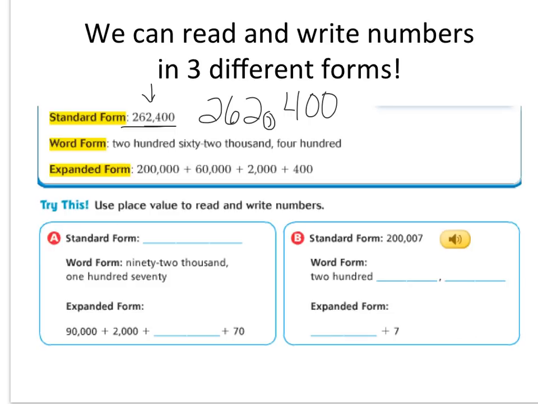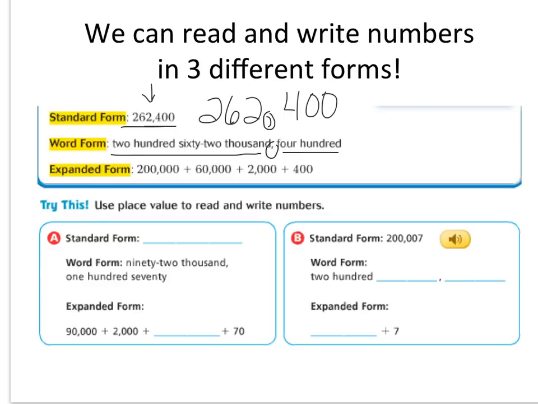You could also write it in word form. And this is just writing it out using the number in word form. Pretty simple. So I would write 262,000, here's that comma, and then 400. And it's very important that you put the comma between the periods.